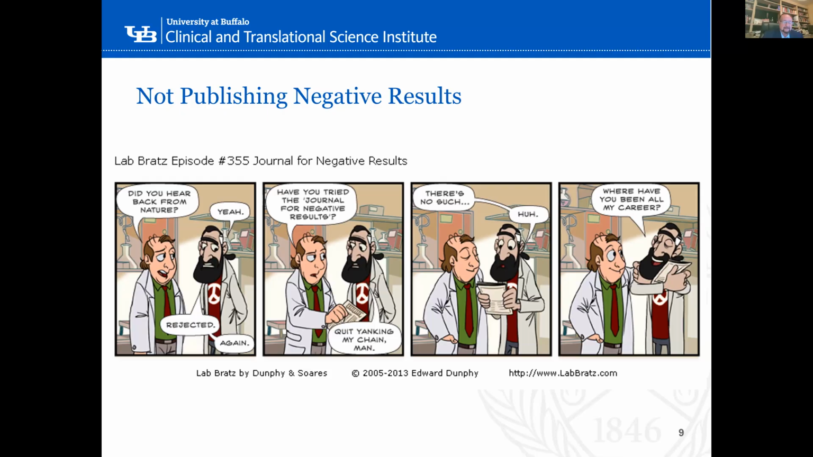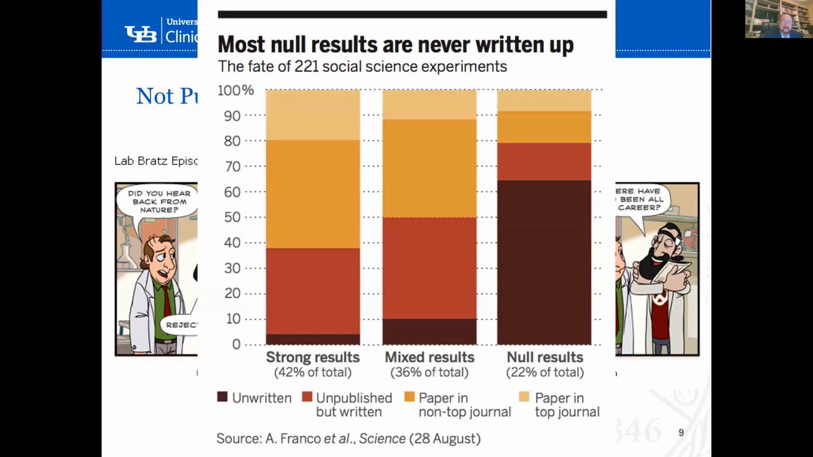But the point is that editors are more and more tasked, and I'm the editor of a high impact journal, I can tell you, to accept negative studies. But if you really look at the data, if you have strong results, it's much more likely to be published, and it's much more likely to be published in a top journal. If you have mixed results, it's less likely. And your null results often are not published. Look at the unpublished, it's over 60%.